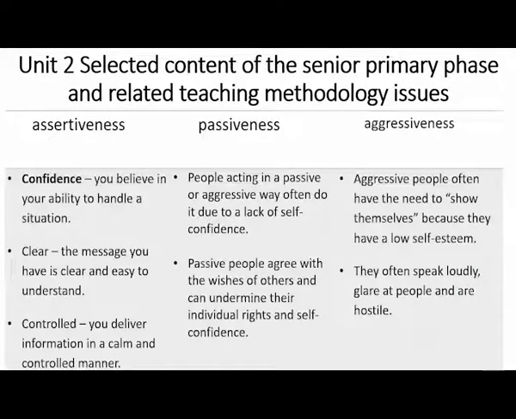It takes us to the next section, where you must be able to differentiate between certain concepts. You must be able to explain assertiveness, passiveness, and aggressiveness. An assertive person is obviously a confident person, where passiveness is people acting in a passive way. They often do it due to a lack of self-confidence. An assertive person has got self-confidence. And aggressive people often have the need to show themselves, because they have a low self-esteem. So now they show off.